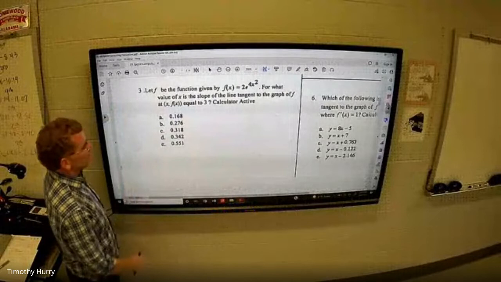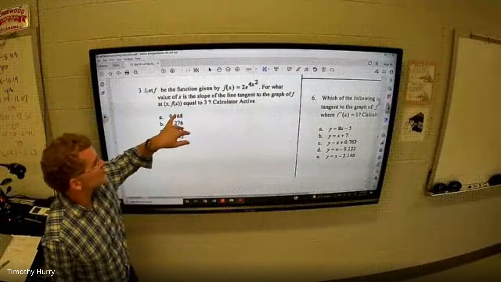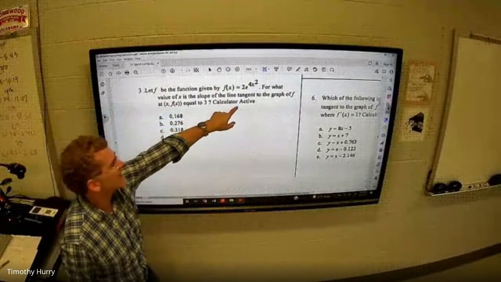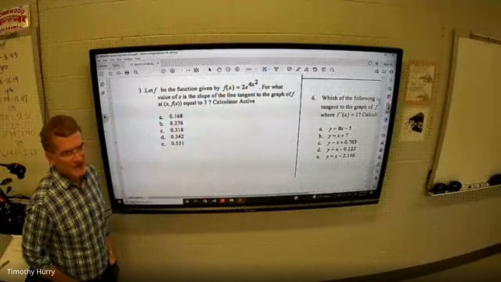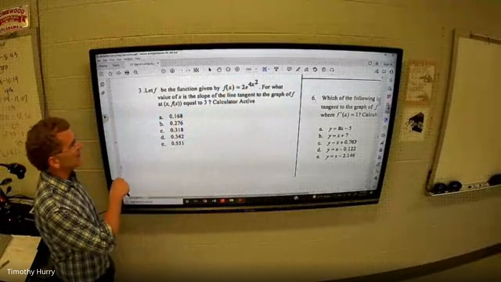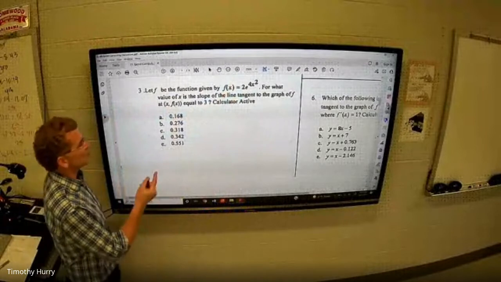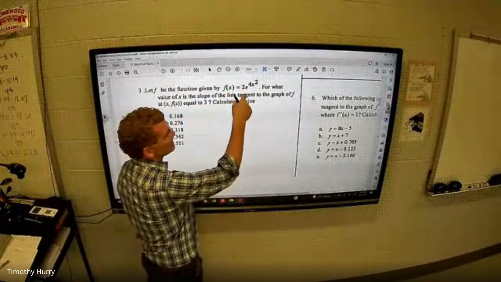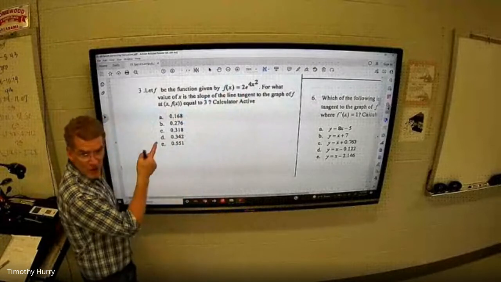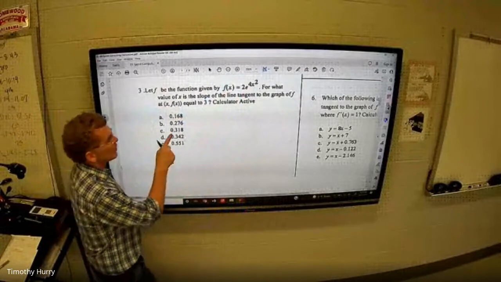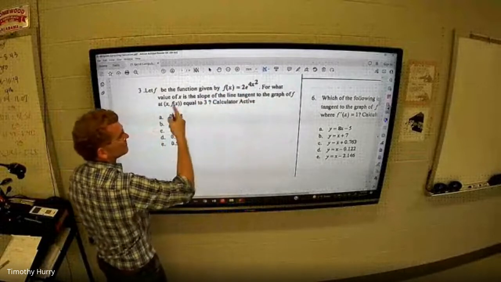Let f be the function given by that. This would be a calculator problem. For what value of x is the slope of the line tangent to f equal to 3? Now think about it. What is the slope of the line tangent to f? The derivative. So they're asking you, when would the derivative of that be equal to 3? That's what that's saying. So where is the slope of the tangent line to the graph of that equal to 3?